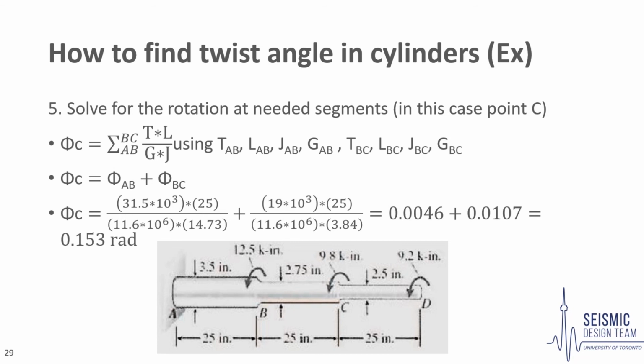Now we must solve for the rotation at point C. As established previously, the rotation of a cylinder is given by the summation of all previous rotations along different segments as a result of torque. In our case, the rotation at C is the summation of rotations of segments AB and BC as a result of the torque at those sections. Adding the rotations at those segments using the properties and torque of segments AB and BC, we get that the rotation at point C is equal to 0.153 radians.